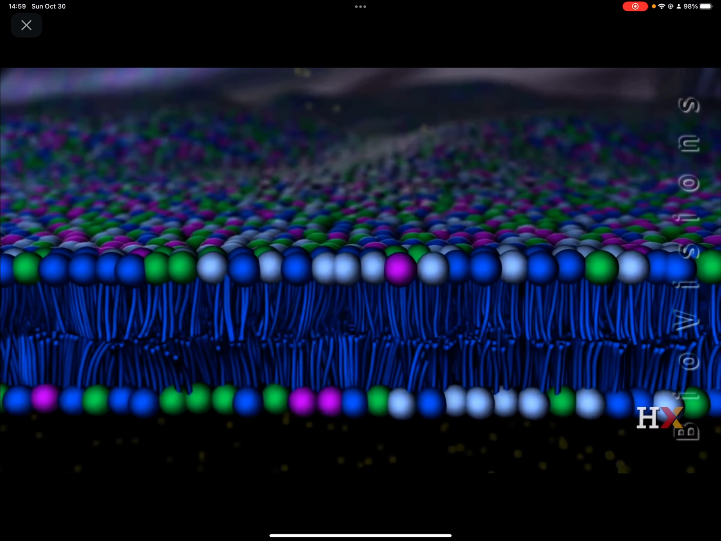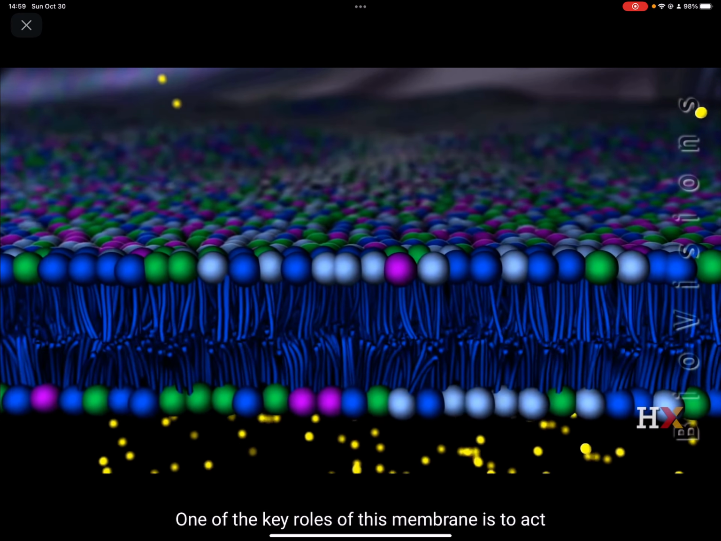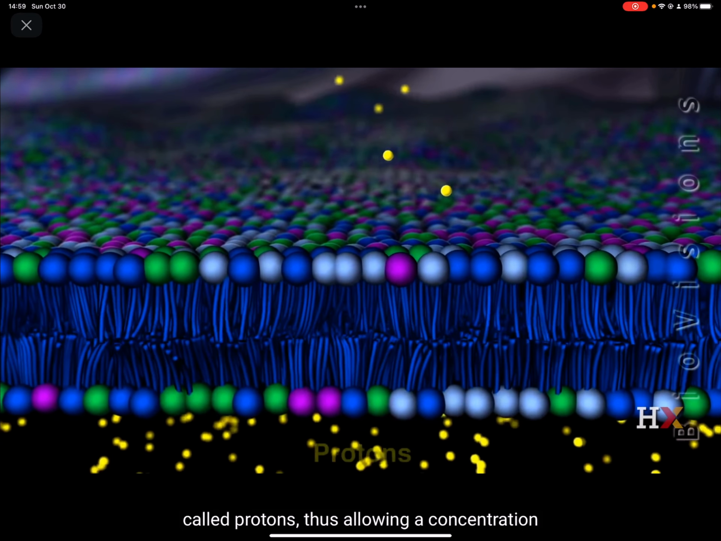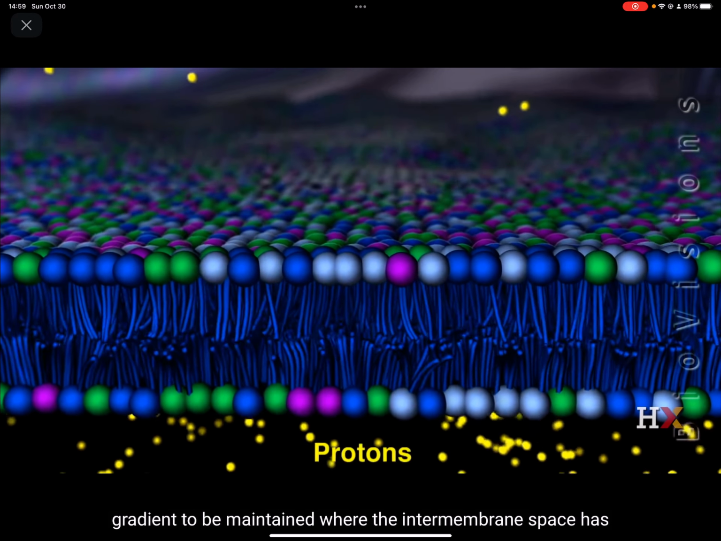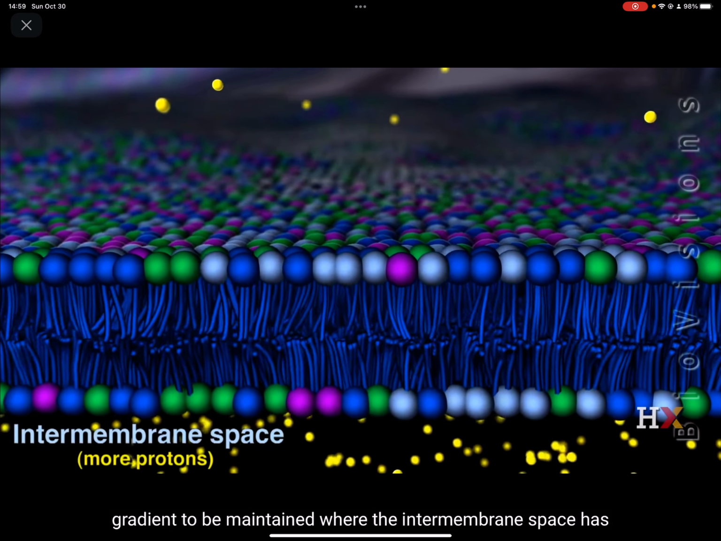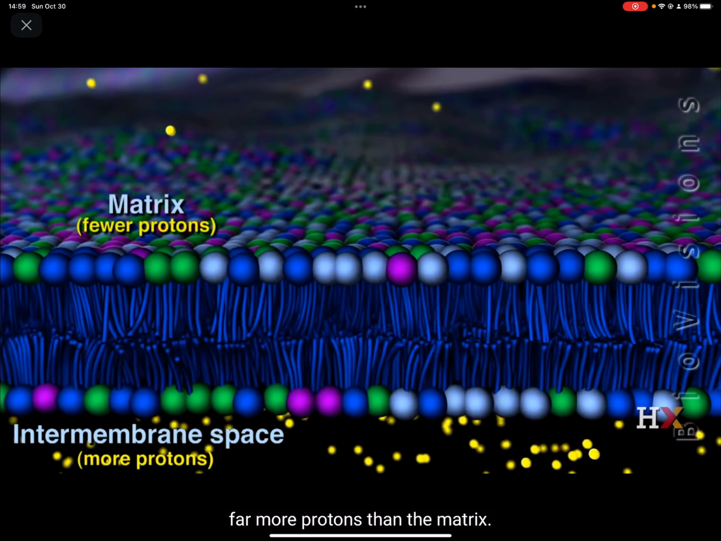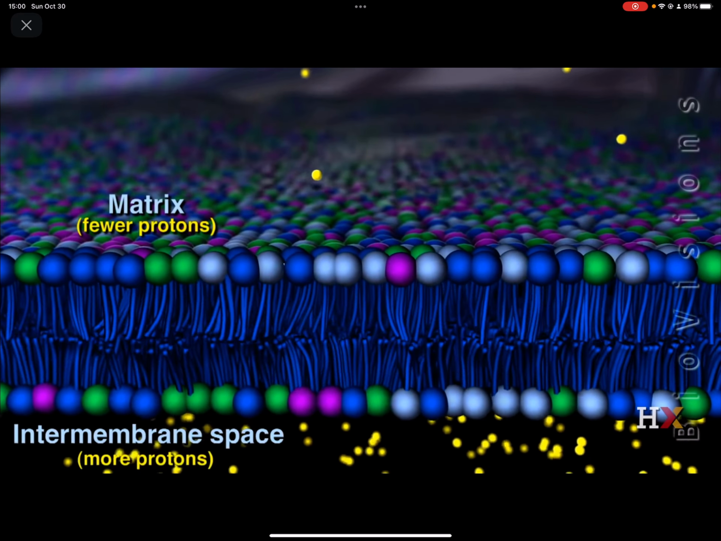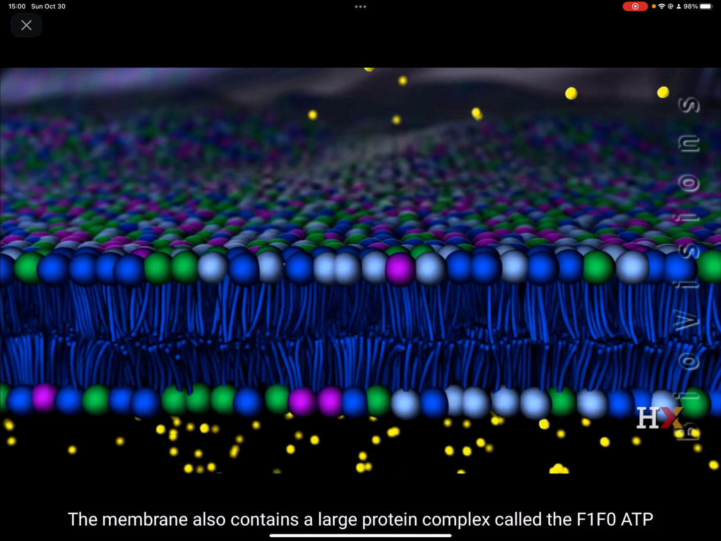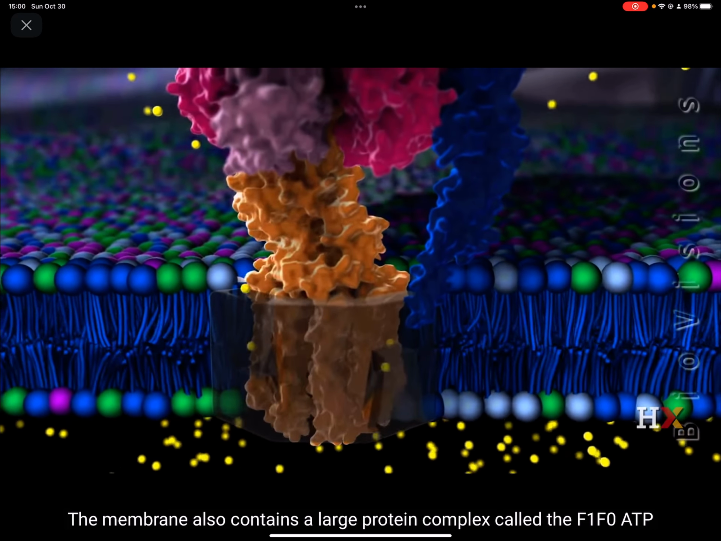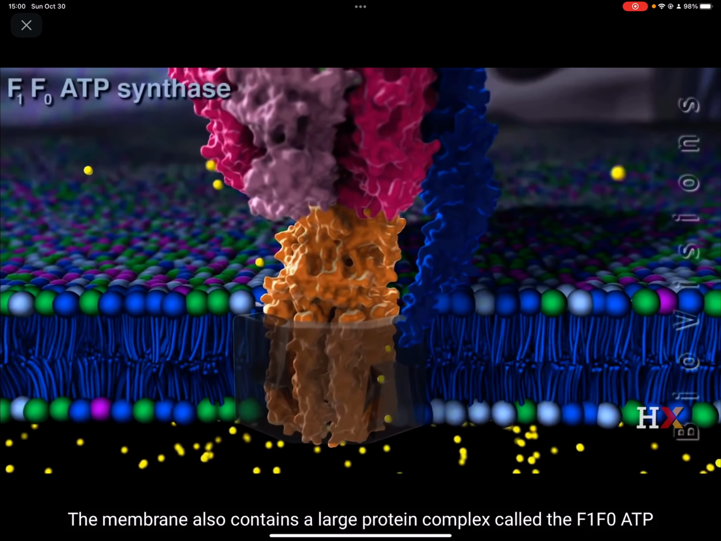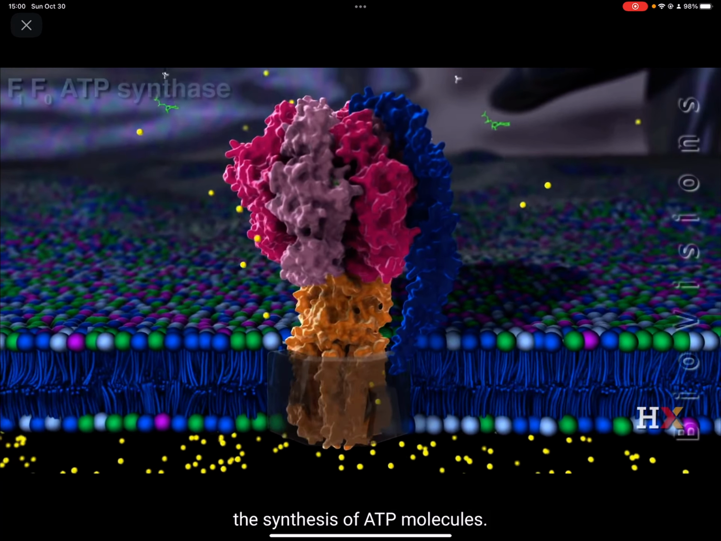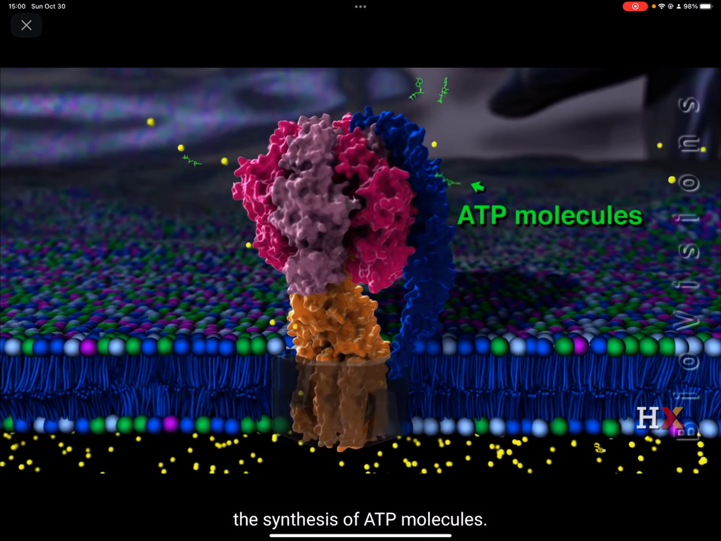There you have the lipid tails versus the lipid heads. And one of the key roles of this membrane is to act as a barrier to positively charged protons. This allows a concentration gradient to be maintained where the intermembrane space has far more protons than the matrix does. So look at how much the volume of those protons is versus inside the matrix. The membrane also contains a large protein complex called F1, F0 ATP synthase, and this uses that proton gradient to drive the synthesis of ATP molecules.